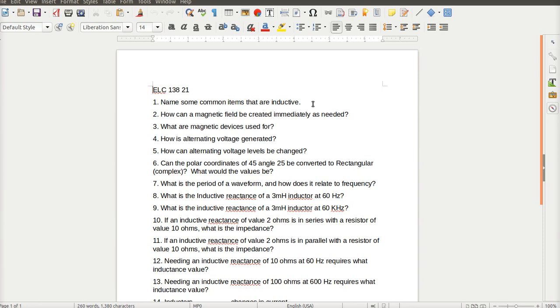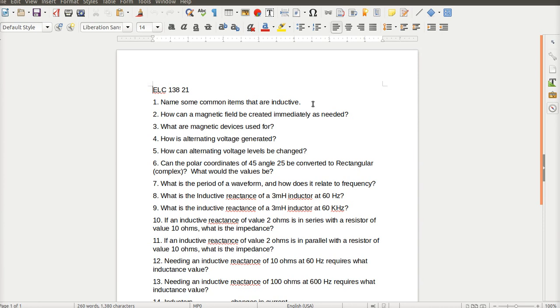Now, 6 refers to the polar to rectangular conversion that I pointed out earlier. You want to get to the point where you can go back and forth. The better you do this and the less struggle you have with it, the easier AC will be. So go through the chapter and come up with a way that you can do it.